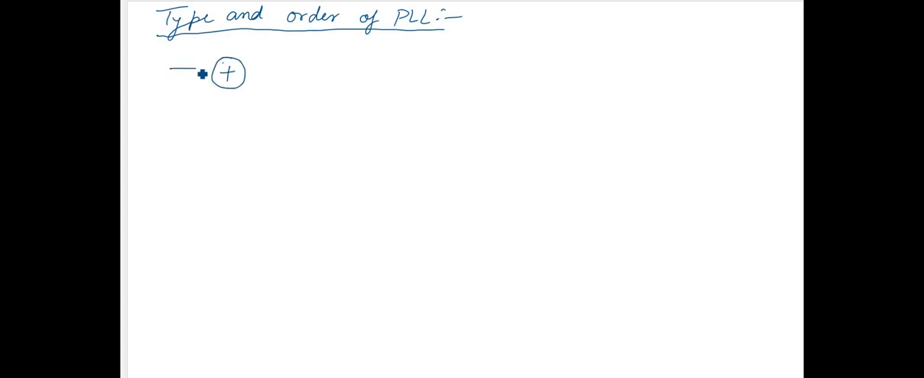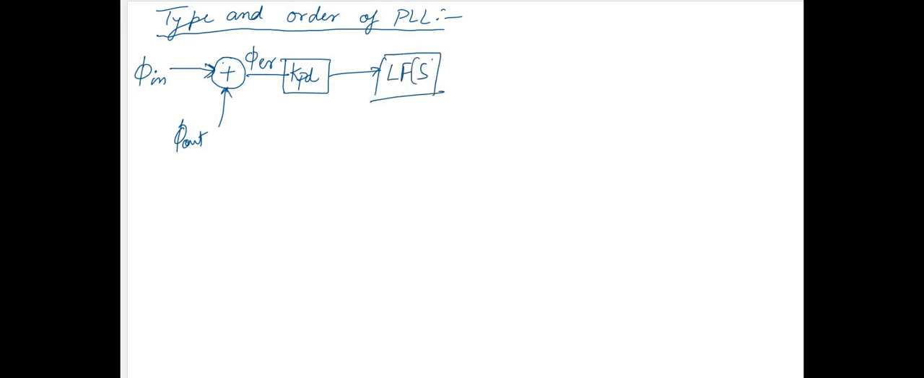In the S domain, there will be phi in, and this is KPD. This is phi out, this is the phase error, and this is LF(s). This is V error, this is VC(s), and this is KVCO. We saw in the previous lecture how this comes about. And this is phi out.